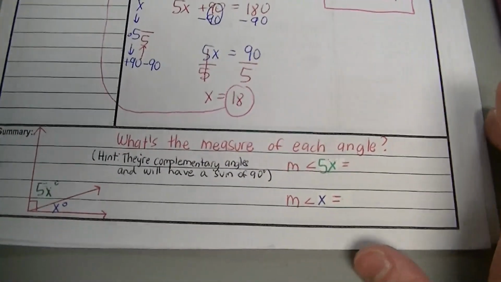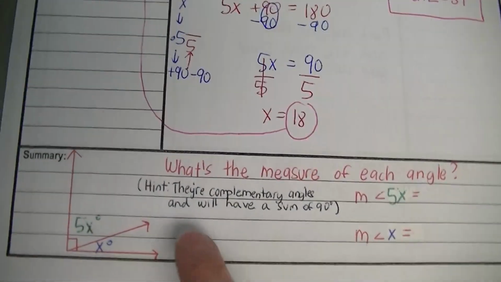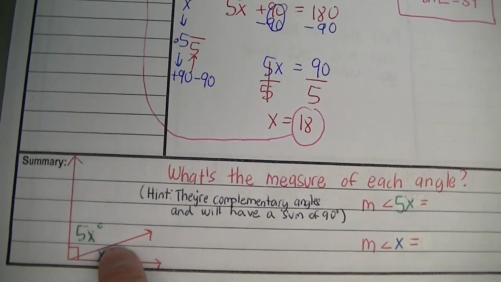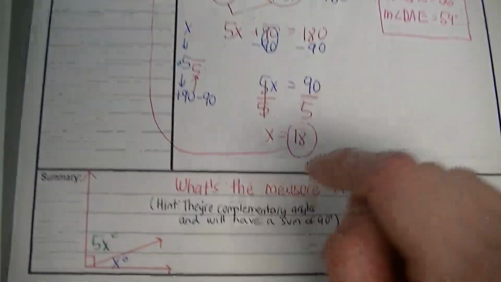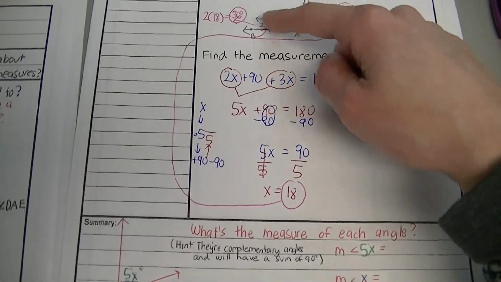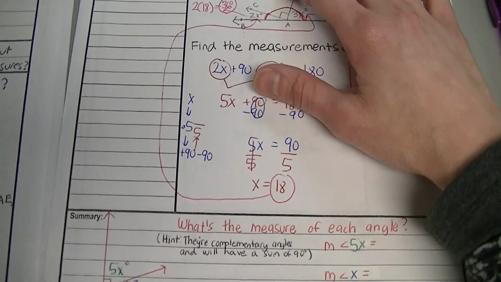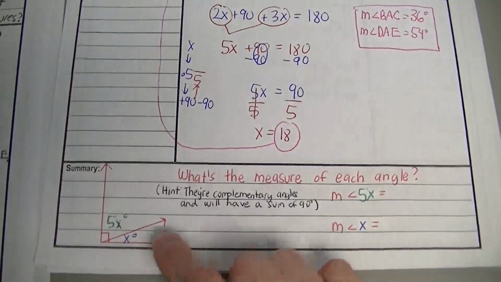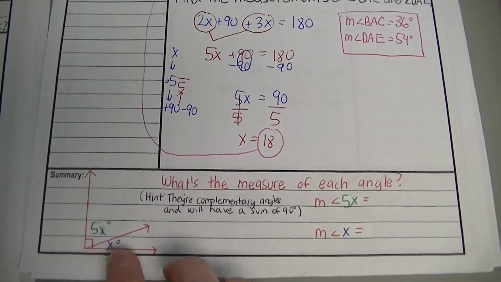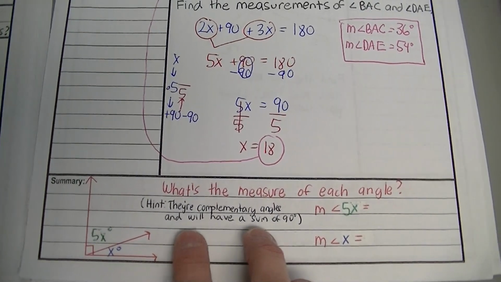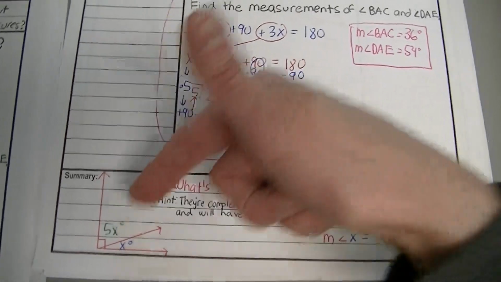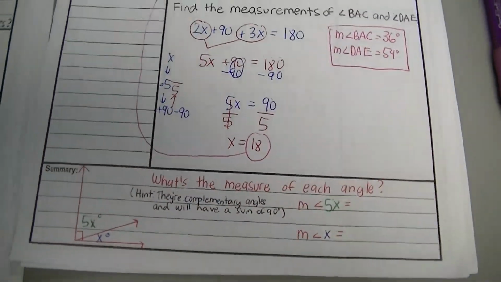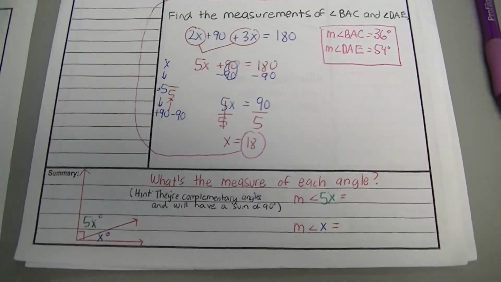Okay, the bottom part for your summary, what's the measurement of each angle? Hint, this angle and this angle are complementary angles, so they'll have a sum of 90 degrees. So take what you have learned from this problem up here. I know these were angles on a line and they had a sum of 180 degrees, but these right here are complementary, so build your equation to help you solve for x, and once you get x, substitute it back in to find the measurement of each angle. Okay? Please turn the page.